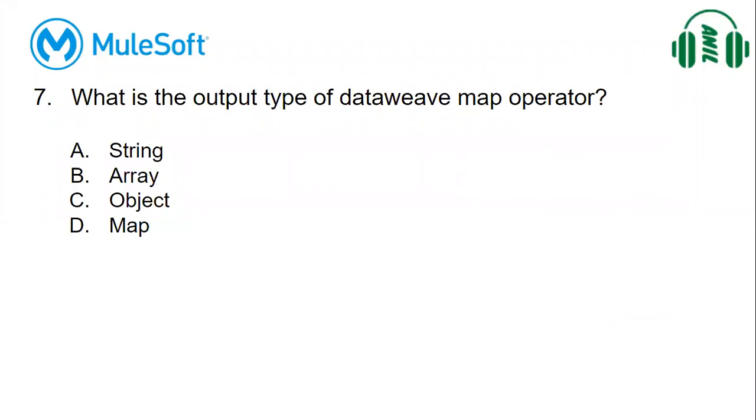What is the output type of the DataWeave map operator? This is a very important question, and the answer for this is B. The map operator output type is array.